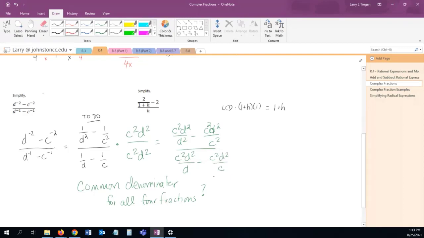Now, we're clearing the fractions. So if I did this right, the numerator and denominator fractions will go away. I won't have a complex fraction anymore. d squareds divide away, c squareds divide away. One of the d factors divides and one of the c factors divides. So what's left? Numerator, I have c squared minus d squared over c squared d minus c d squared.